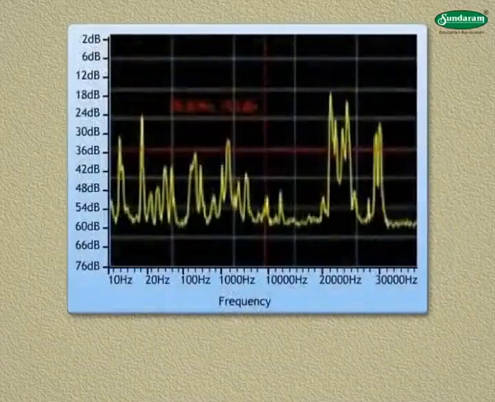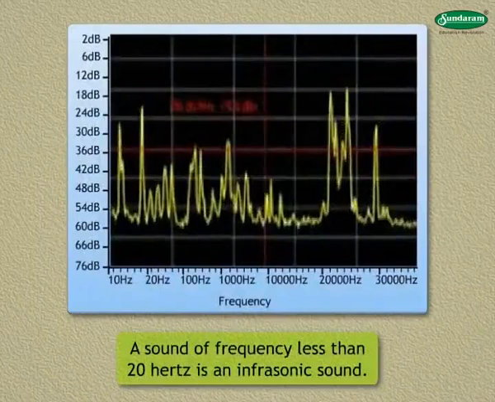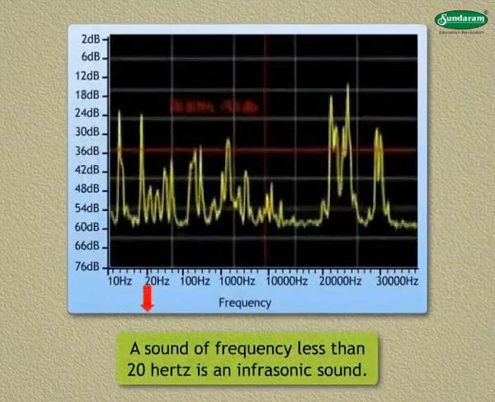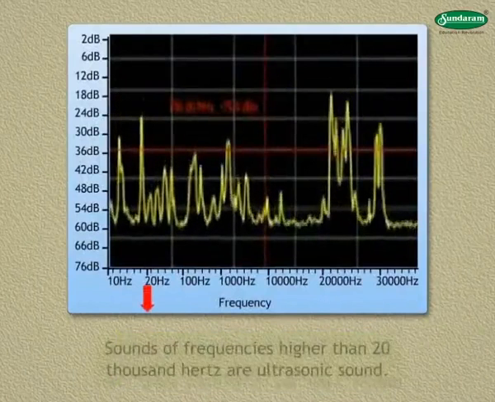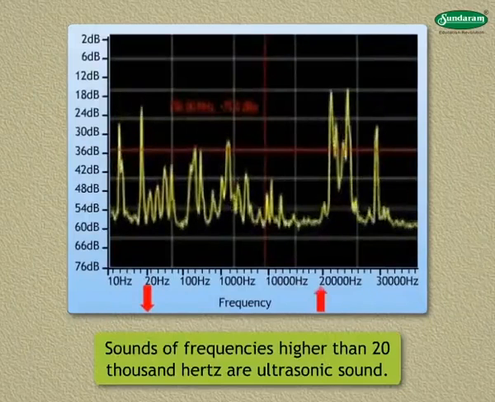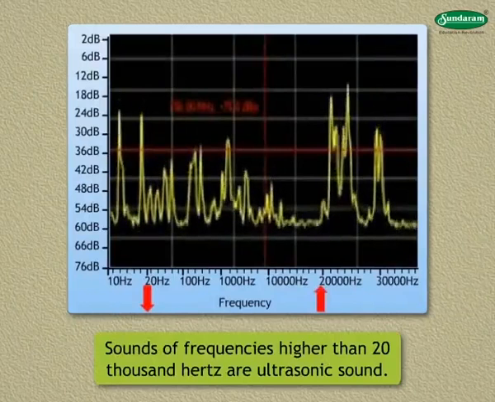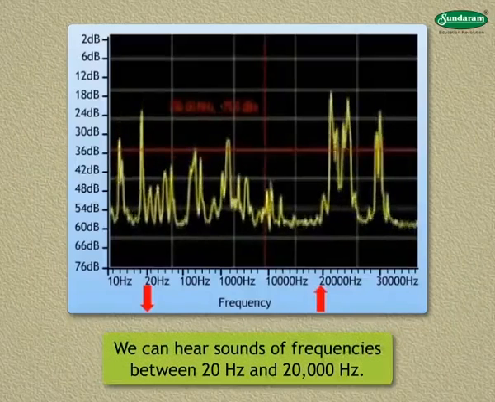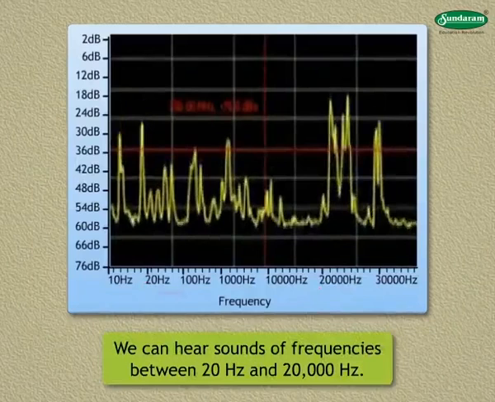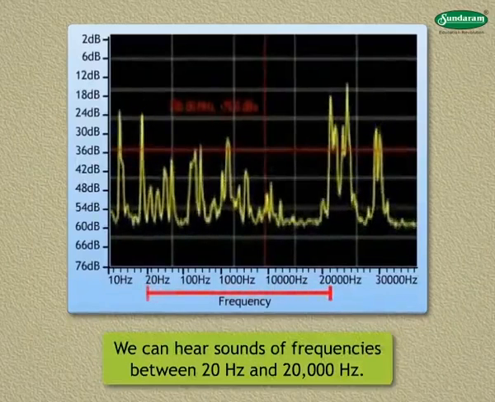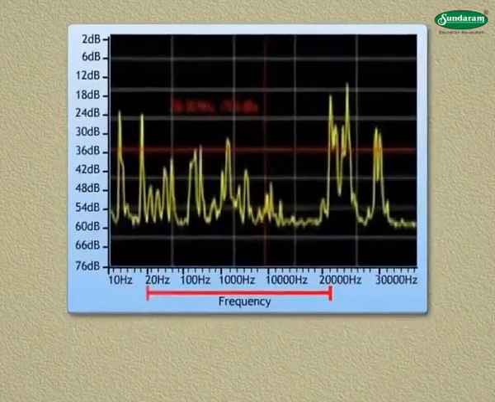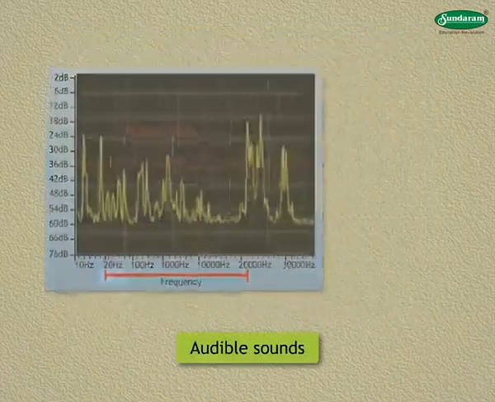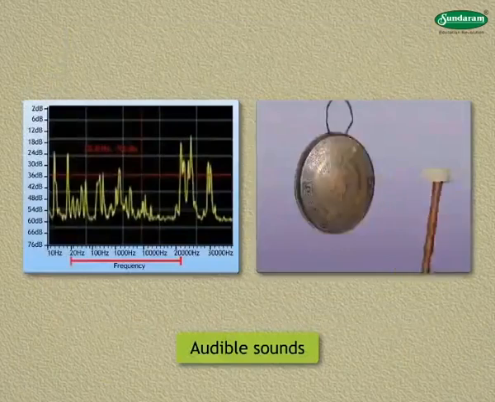The human ear cannot hear a sound of frequency less than 20 Hertz. It is said to be an infrasonic sound. Similarly, sounds of frequencies higher than 20,000 Hertz are also inaudible. Such sounds are called ultrasonic sound. It means that we can hear sounds of frequencies between 20 Hertz and 20,000 Hertz. Therefore, these sounds are called audible sounds, that is, sounds that we can hear.